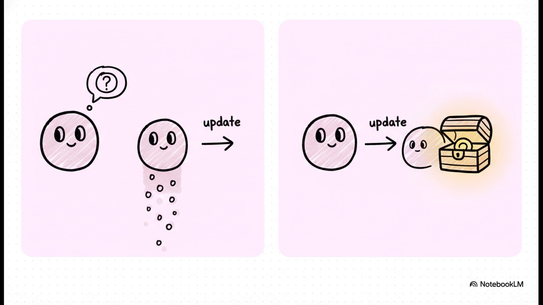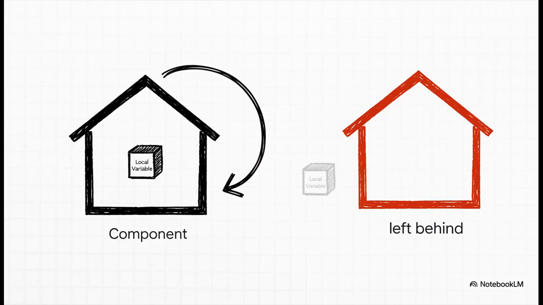But on the right, that's our goal. When the component updates, it needs some kind of special treasure chest to carry that information along with it so it doesn't get left behind. And here's the technical reason why this happens. Those local variables only exist for a single render. So when React needs to update what's on the screen, it basically runs that component's code again from the top. The old variable just gets wiped out, effectively resetting it every single time.